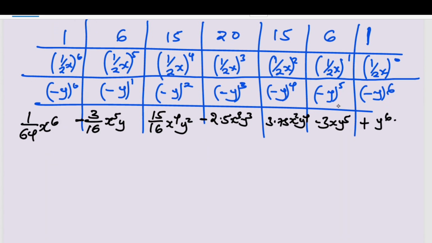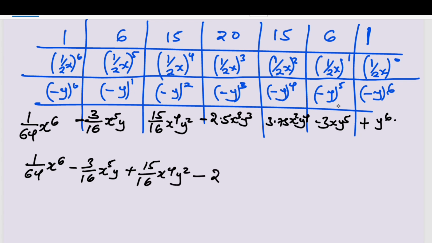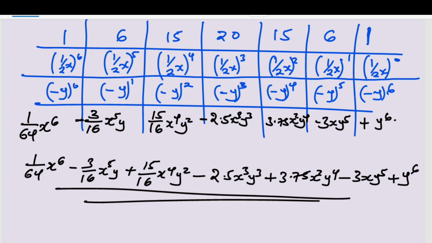So the final answer is going to be 1 over 64 x power 6 minus 3 over 16 x power 5 y plus 15 over 16 x power 4 y squared minus 2.5 x cubed y cubed plus 3.75 x squared y power 4 minus 3x y power 5, then plus y power 6. That is what you end up with in terms of expansion.